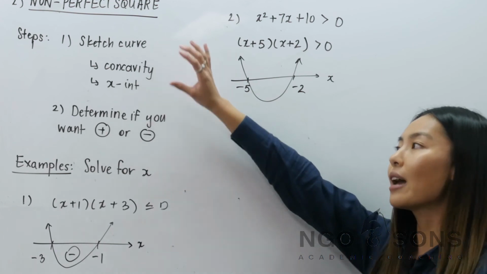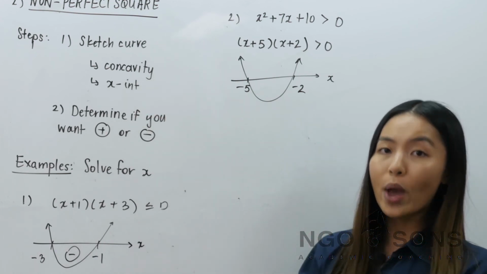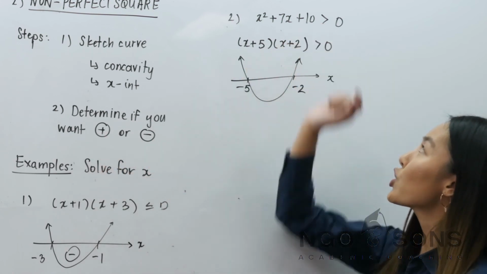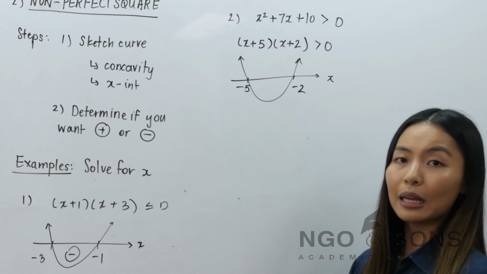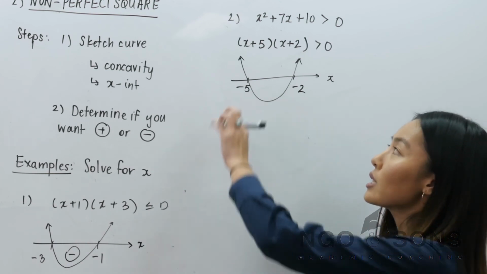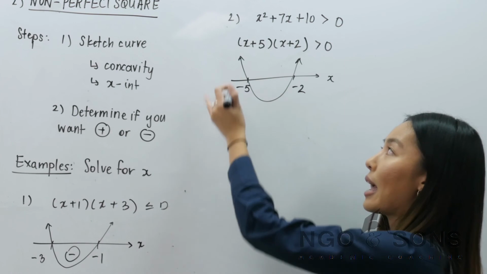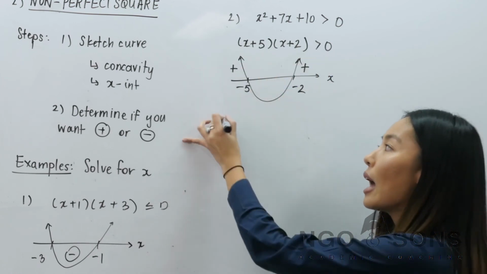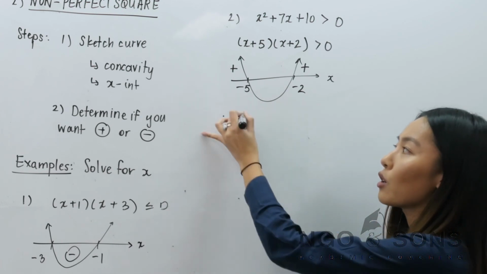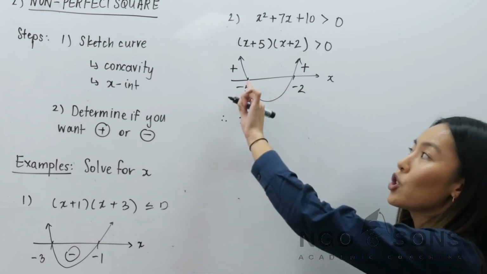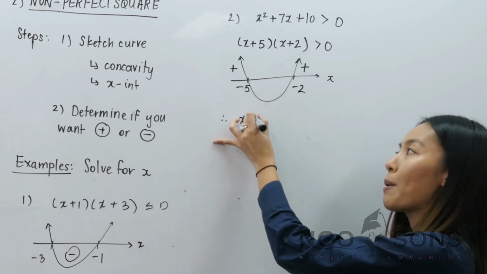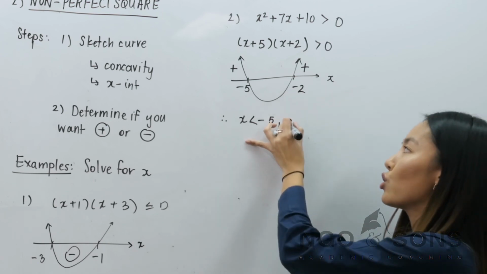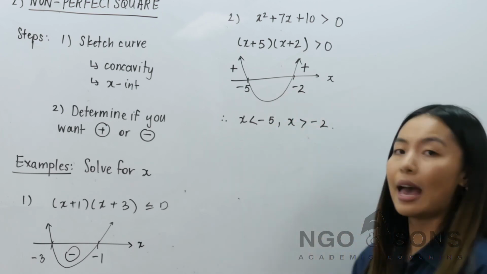You've sketched your curve. The second step is to determine when you want this quadratic. Do you want it when it's positive or negative? The question wants it when it's greater than 0, meaning positive. On a diagram, positive means when it's above the x-axis. So it's above the x-axis for these two portions here. From this graph, you can conclude that to the left of minus 5 it will be positive, so x is less than minus 5. And then to the right of minus 2, it will be positive as well.